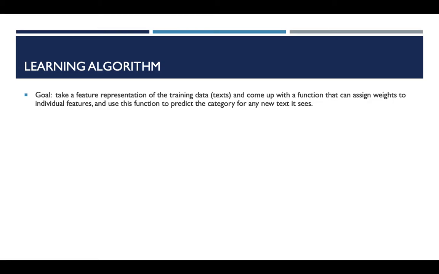So our goal in the learning algorithm is to take a feature representation of our training data, of all of our texts, come up with a function, a mathematical function where you can assign weights, right? Some things are heavier and some things are lighter, quote unquote, to individual features, and use that function to predict the category for any new text that it sees.